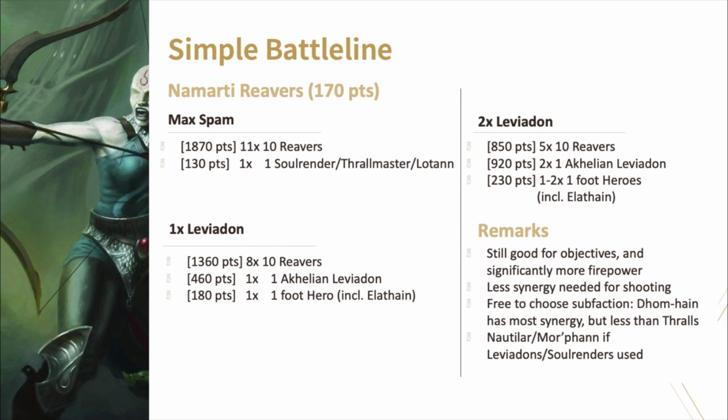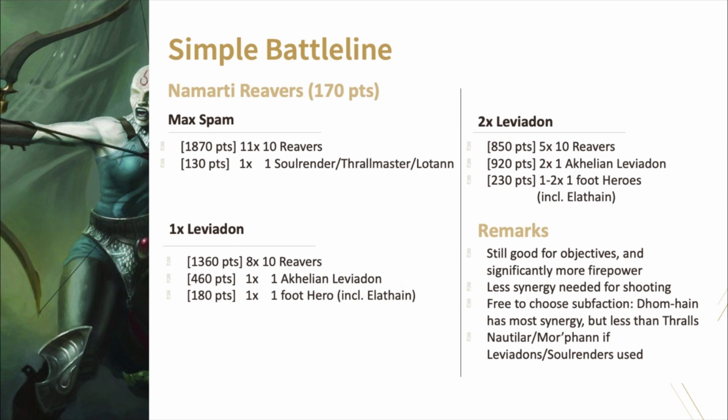If they're either within the bubble of the turtle, if you end up taking a turtle, or if you're within 9 inches. As you'll see here, I've only got 3 lists listed, the max spam version, which we'll always start with, and then 1 or 2 Leviathans. The reason being that throwing in an Eidolon or even Lotan makes them better in combat, but only in combat, and they don't really want to be in combat, so it's not necessarily a build that's worth talking about.